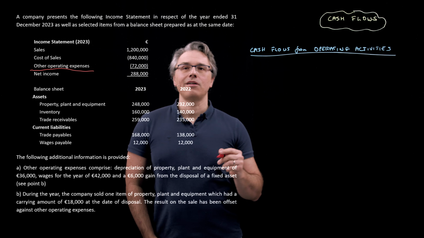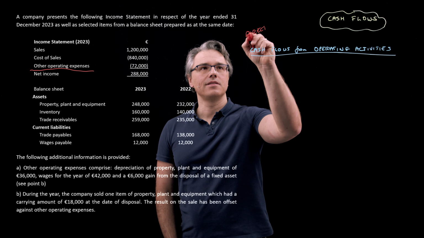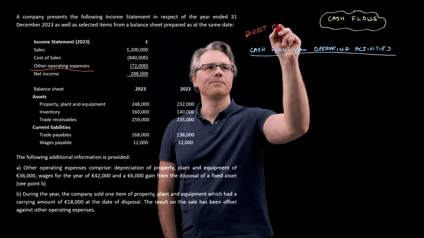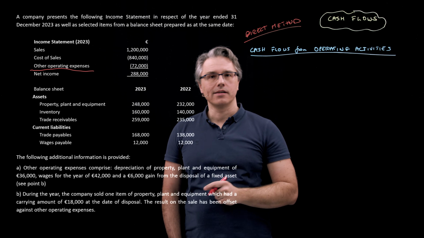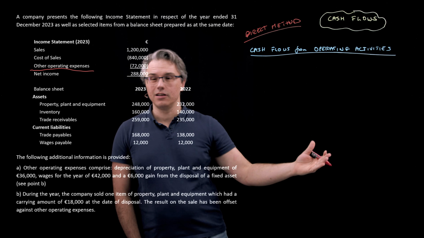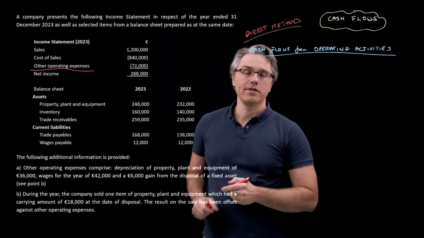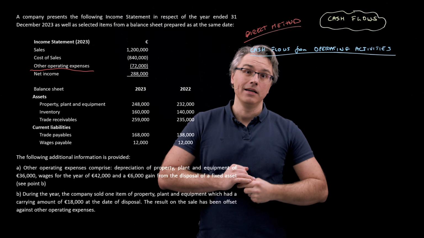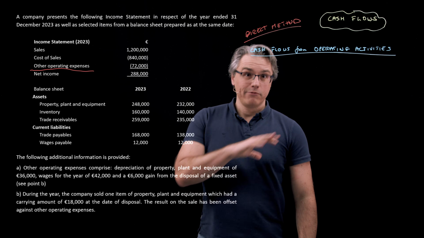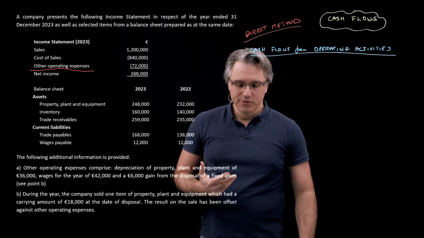So I'm going to start with the direct method of doing this. So this is the direct method of computing cash flows from operating activities. And in the next video, I'm going to do the same thing, so compute cash flows from operating activities, but using the indirect approach, which is more commonly used in real life. We'll get the same result. It's just a different way of doing the computation.